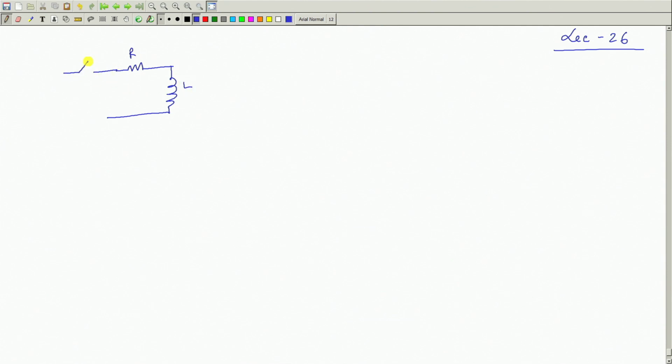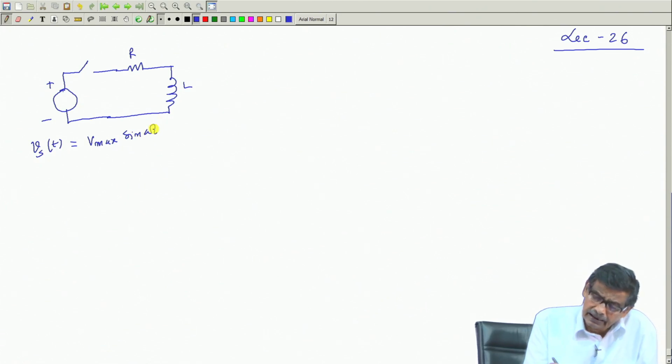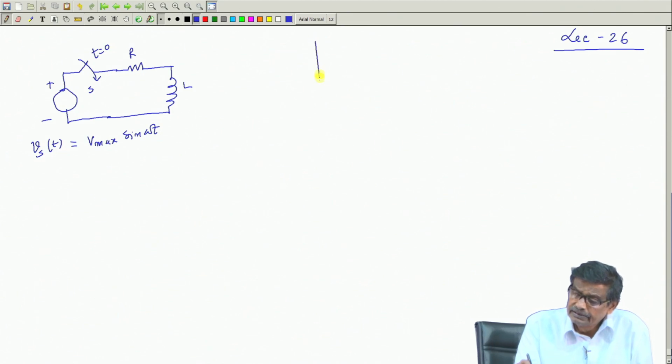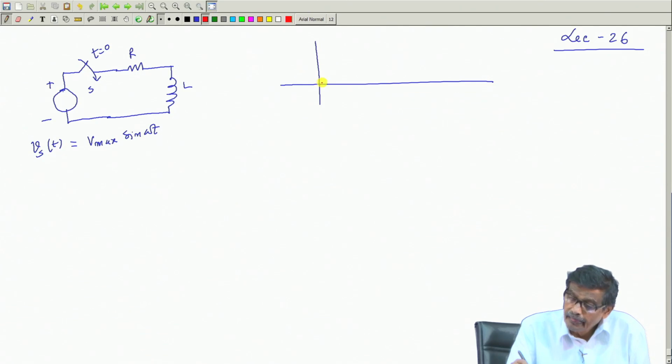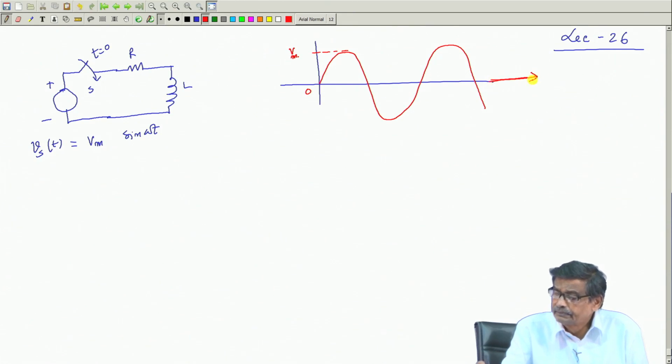I told you that if you have connected a source which is sinusoidal, V s t is equal to V max sin omega t, and the switch is closed at t equal to 0. If this is the supply voltage, this is your V max, or V m. This axis is either time t or omega t, it does not matter.